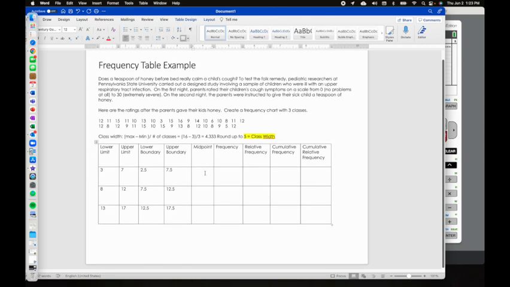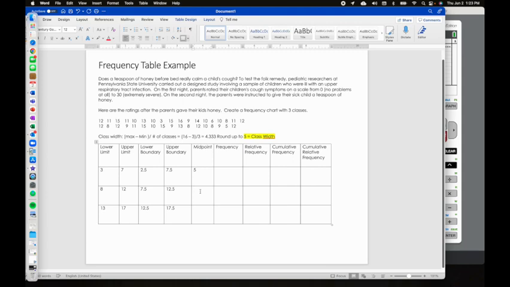All right, now for the midpoints. To find the midpoints, we want to find the midpoint between 2.5 and 7.5. Where's that halfway point? Now, again, right now you just need to know how to find the midpoint, but later in the semester, we're going to use the midpoint to make another kind of graph. So to find the midpoint, you add the upper and the lower boundary together. So you take 2.5 plus 7.5, that gives me 10, and then you divide it by 2 to find the midpoint. So that's going to give me a 5.